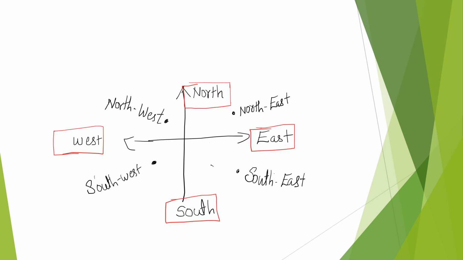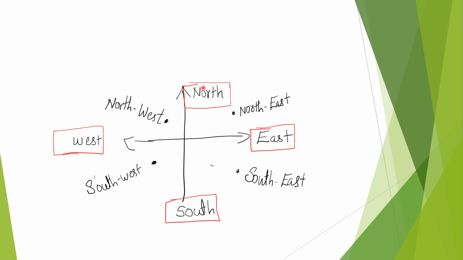Then next thing you must know is the directions. North is here, this is the south, this is the west, and this is the east. You must also know southwest as well as southeast. This is the south, you know that, and this is the west, so southwest is in between. This one is the southwest. And this is the south and this is the east, so in between is the southeast.